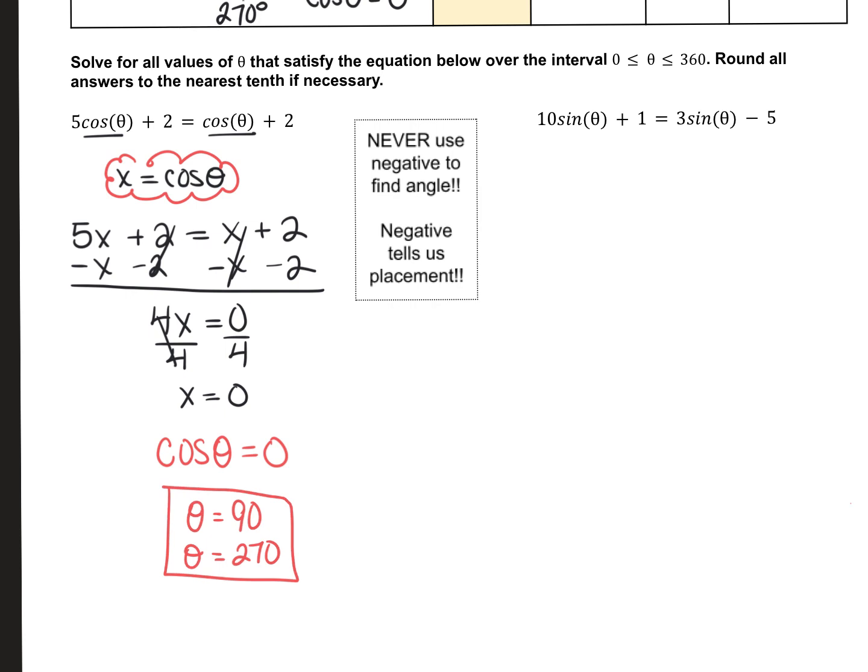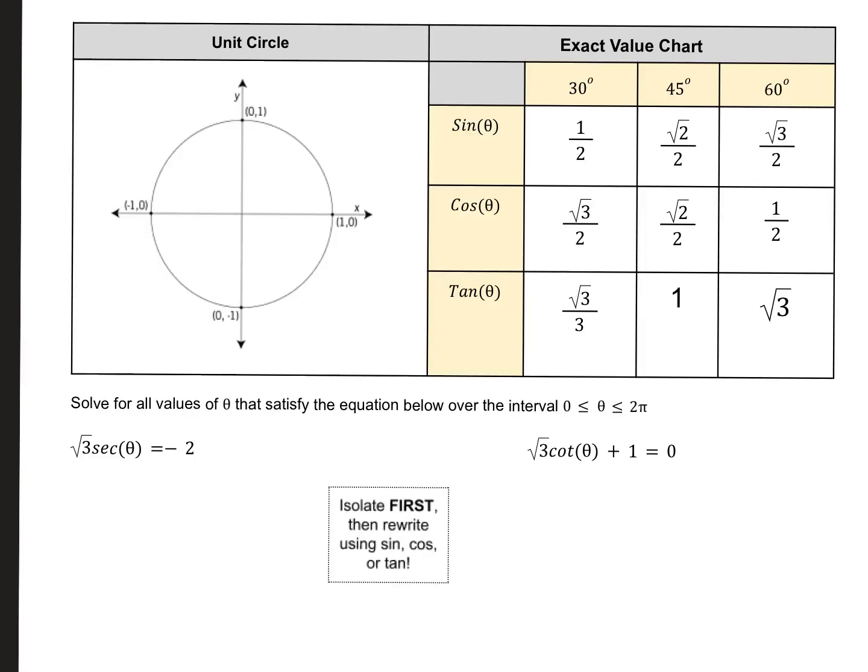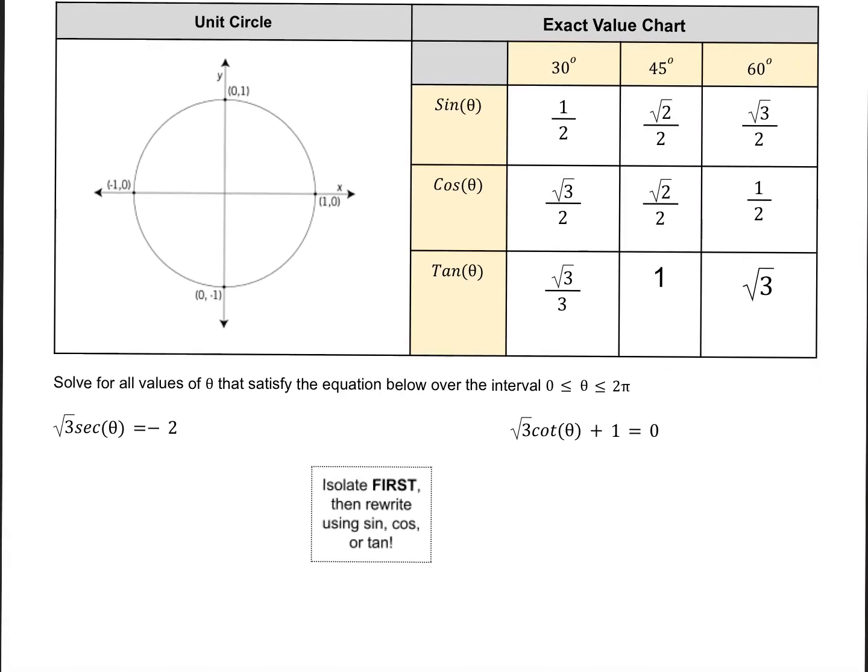That's it. All right, I'm actually going to skip this next one, and we're going to do this one in class tomorrow. Let's jump to the next page now. All right, so I still have the exact value chart and the unit circle, which we might use. Let's solve these problems now.